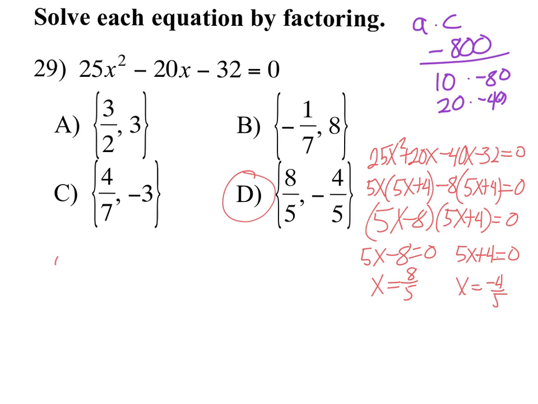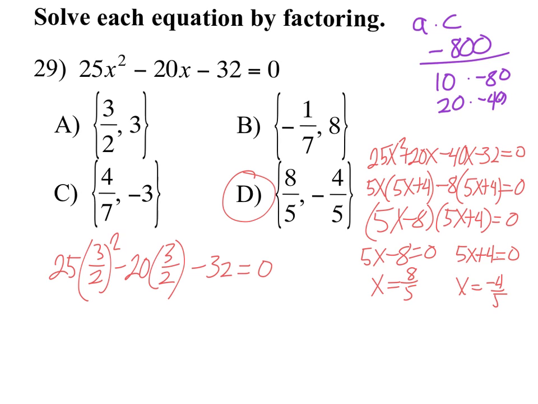So for example, if I did 25 times 3/2 squared minus 20 times 3/2 minus 32, and that equaled 0. And if I plug that into my calculator, I find out that that doesn't work. That does not equal 0.